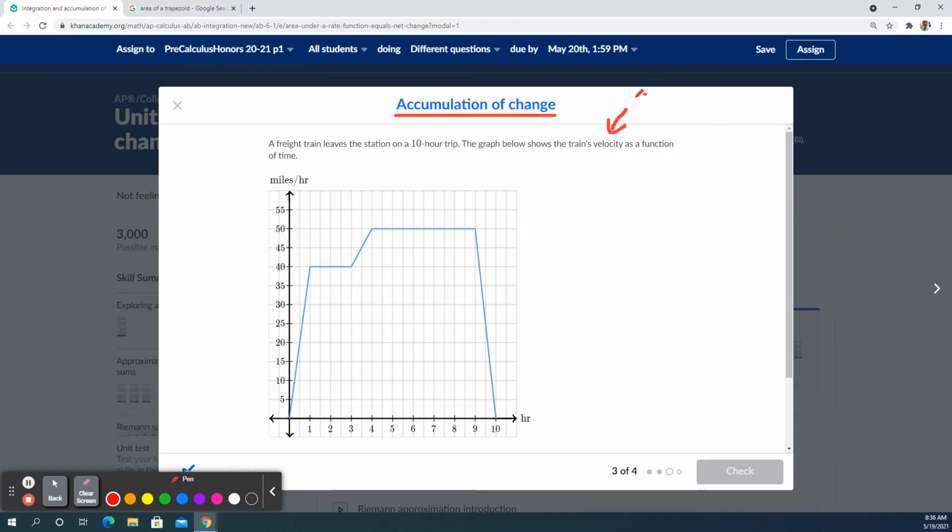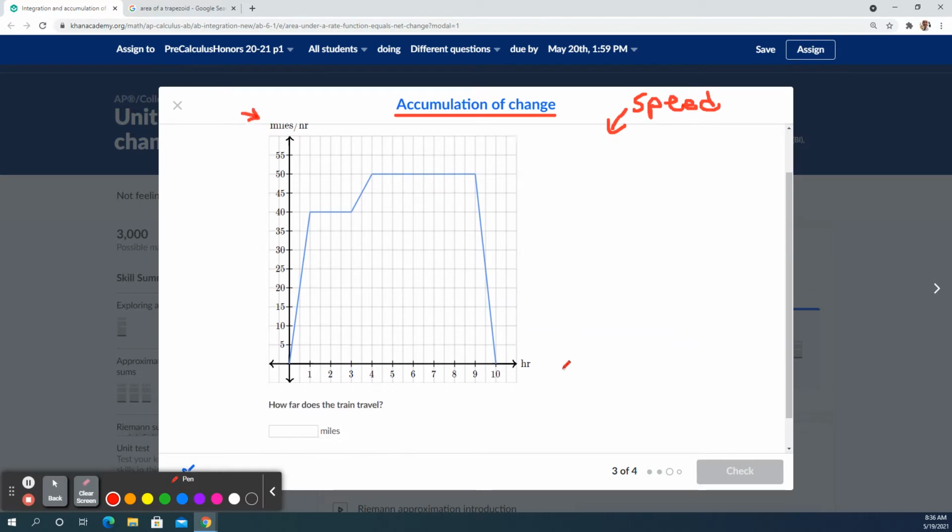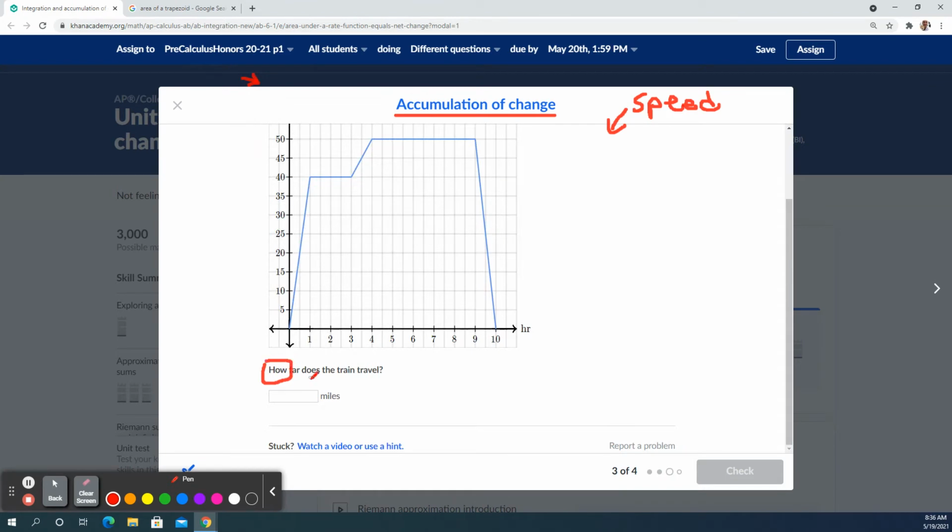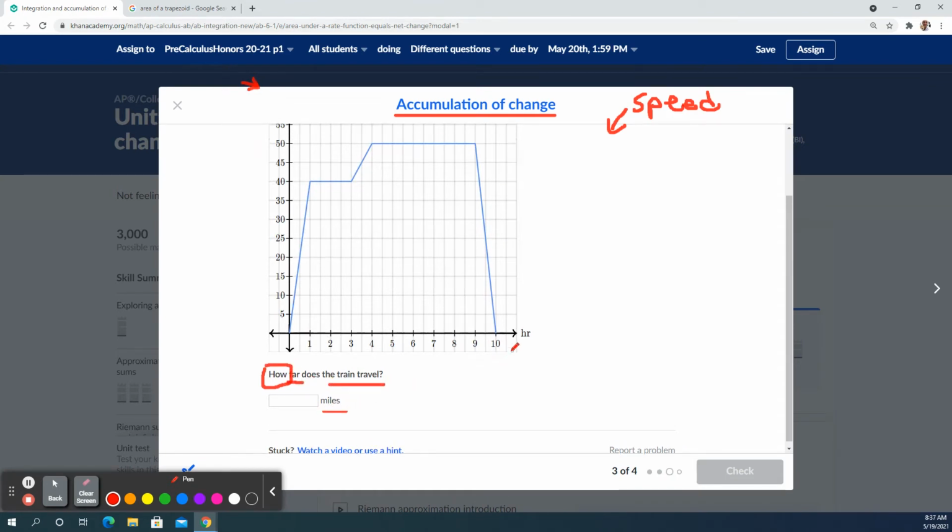Let's remind ourselves that velocity is the same thing as speed. And notice right here we got miles per hour. That's speed, but in higher mathematics it would be called velocity. And that would be the same thing your car would have. We travel miles per hour. This is as a function of time in hours. How far does the train travel? And they're giving us in miles already.